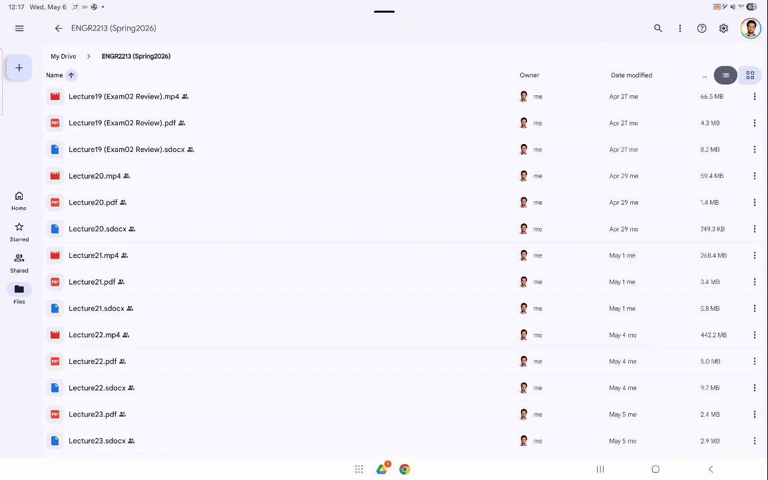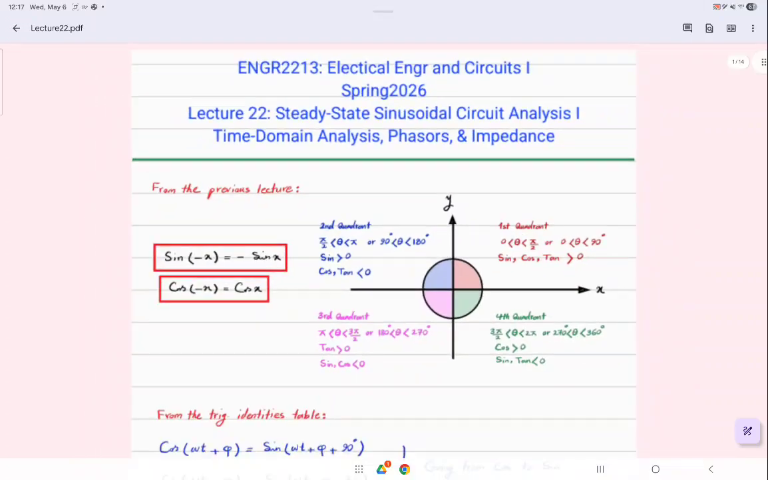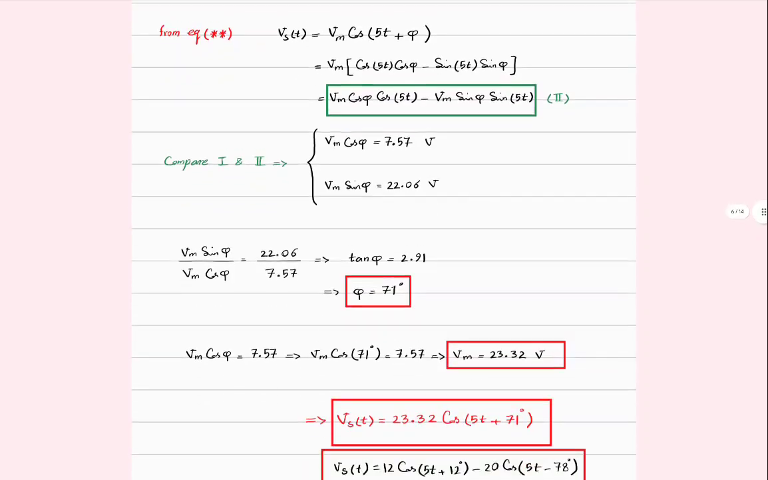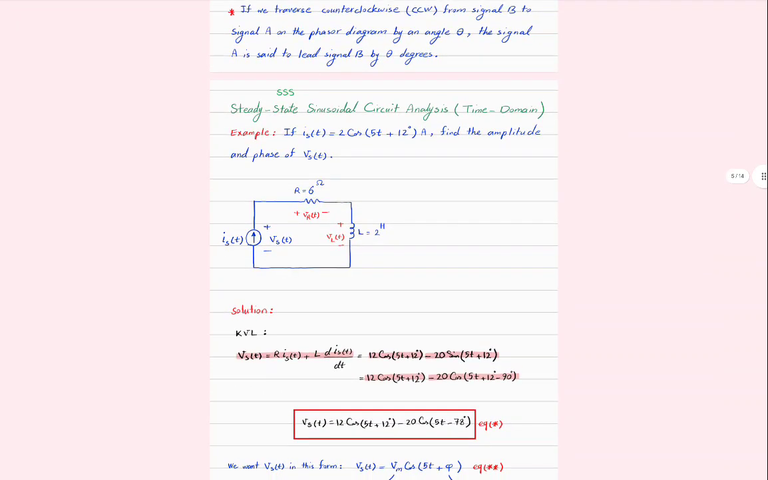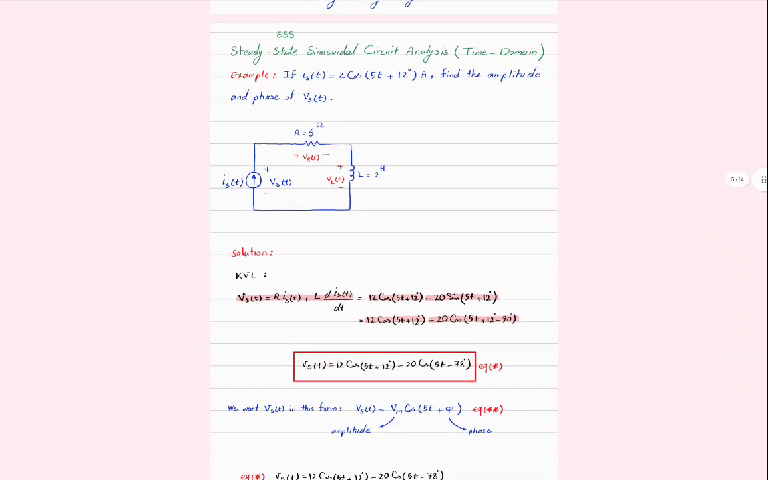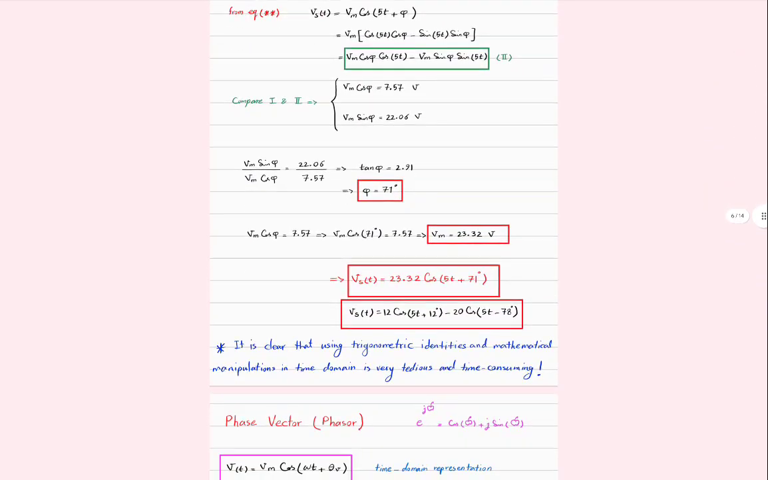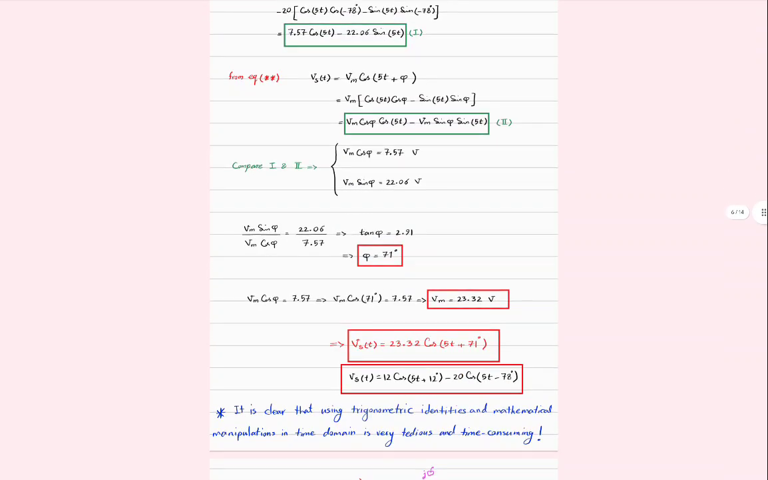Let me actually pull it up. It was lecture 22, right? Oh, why is it white? Oh. Here it is. Oh, it's exactly the same. See? We wrote a KVL in time domain, and then we did all of this, more than one page, to find the final answer.